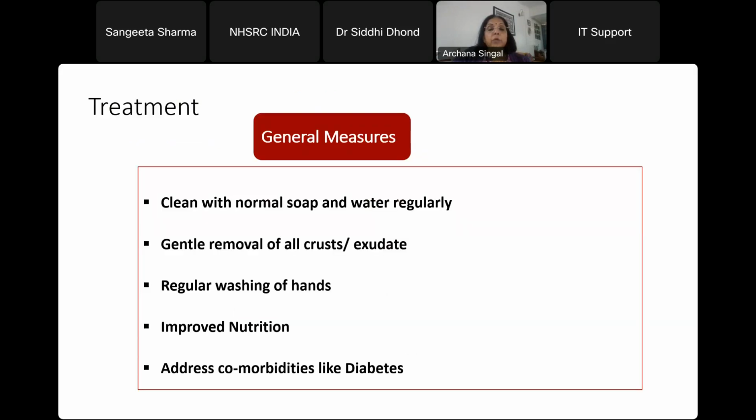So treatment includes general measures. Very, very important they are. Clean the affected area regularly with normal soap and water, which generally people stop doing once they get an infection. Gently remove all crust and exudate. You just soak it for some time, apply coconut oil and remove. Regular washing of hands after doing this. Improved nutrition and address comorbidities like diabetes. Next, please.